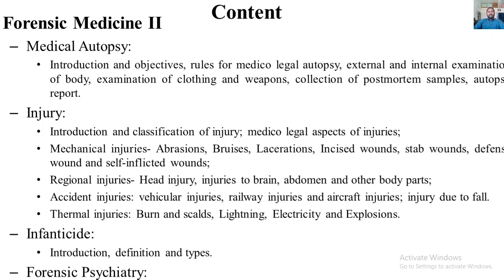Then next is thermal injuries, so that are burns and scalds, lightning, electricity and explosions. The next term is infanticide. So we'll have an in-detail discussion about what exactly infanticide is and its different types and forensic significance of infanticide. And at last we'll be discussing about forensic psychiatry. So we'll have an introduction about forensic psychiatry and its medico-legal aspects. So this was all about the content of unit number 4, that is forensic medicine 2. So this was all about the content of all 4 units.